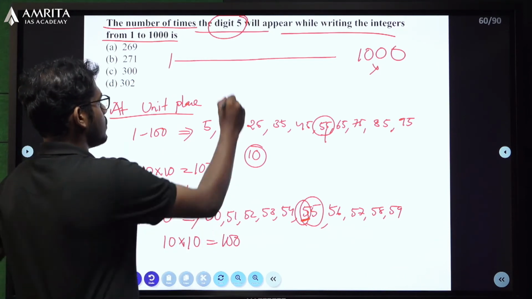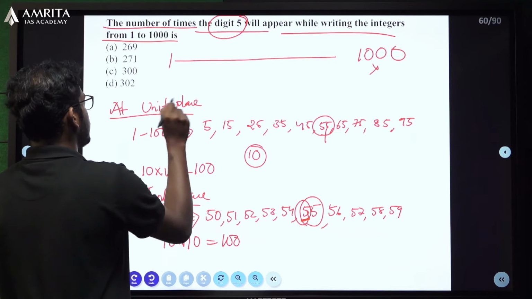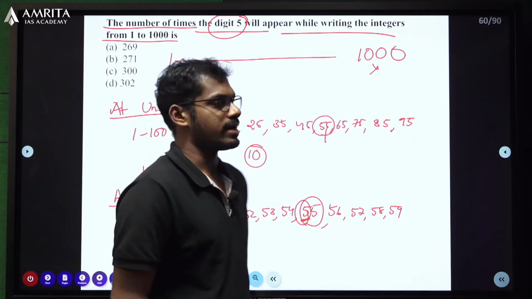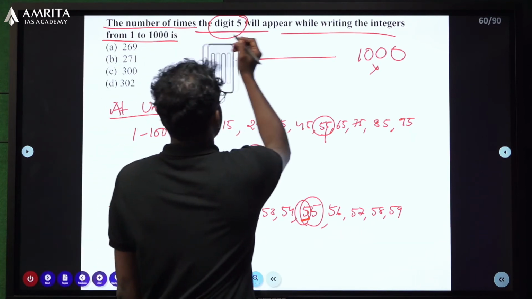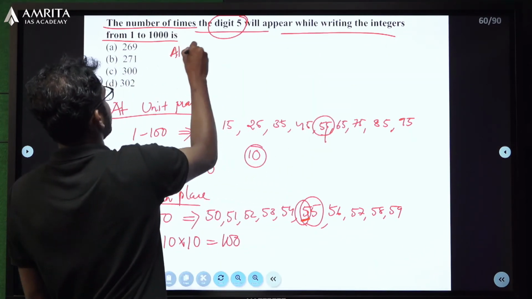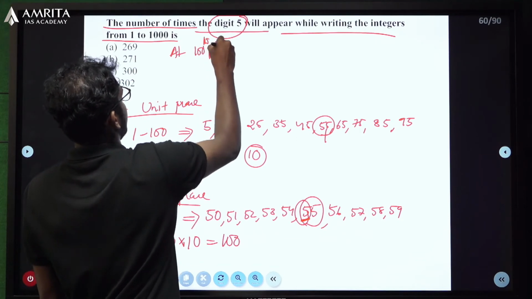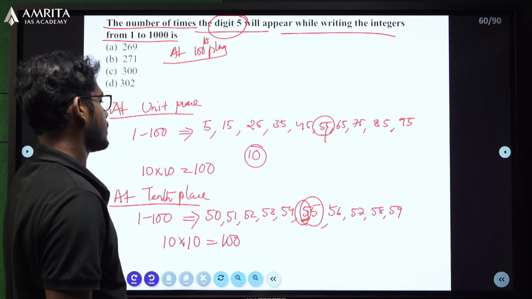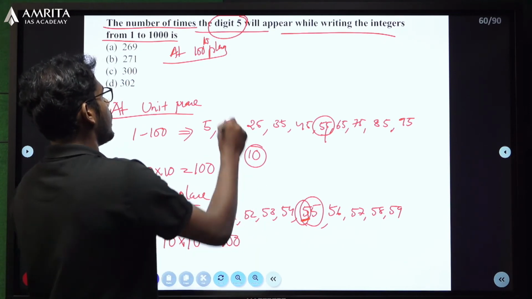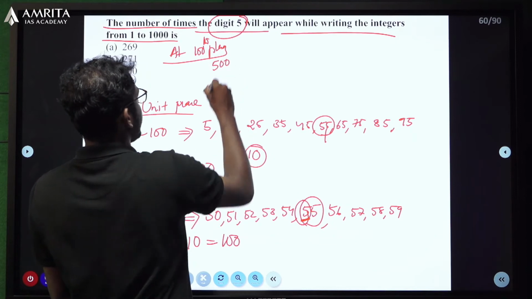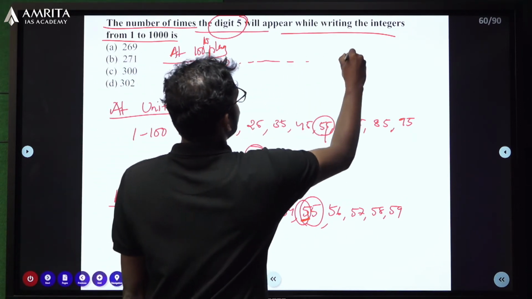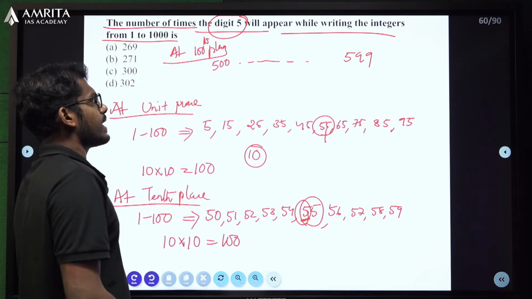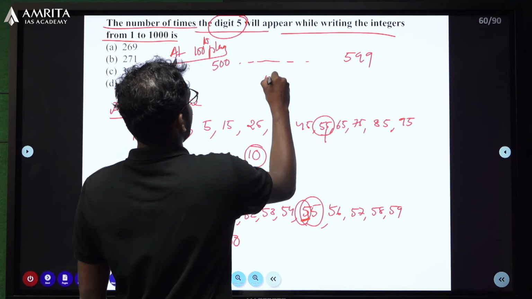So 100 plus, totally at unit place, and at the 10th place the digit 5 appears 200 times. Clear? So remaining, at a 100th place. At a 100th place. Clear? Okay. At 100th place, from 500 to 599, it appears 100 times.